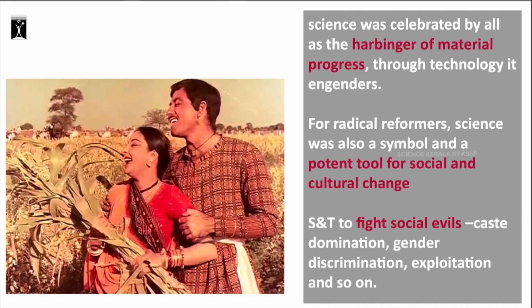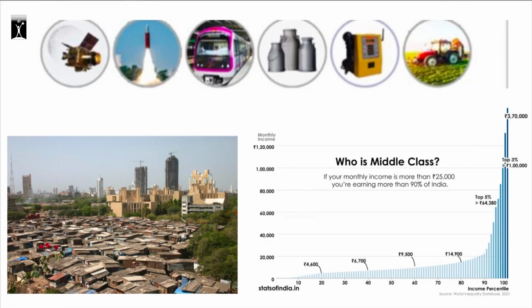So the whole freedom movement, at least a very major section of it, thought science would be a harbinger of material progress, and a potent tool for social and cultural change. We would also need science and technology to fight social evils like caste domination, gender discrimination, and exploitation. These were some of the ethos they were talking about during the freedom struggle. And if you look back, in key industries like space, transport, milk, telecommunication, or even agriculture, we have made tremendous progress.